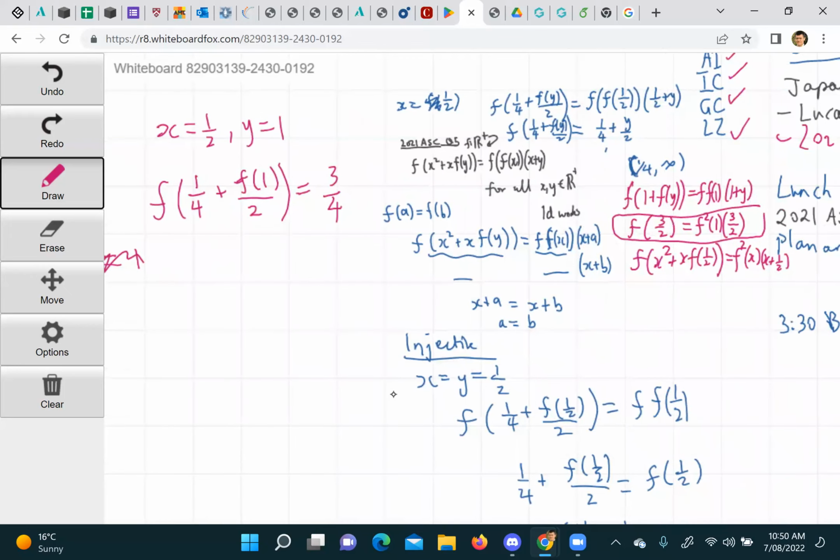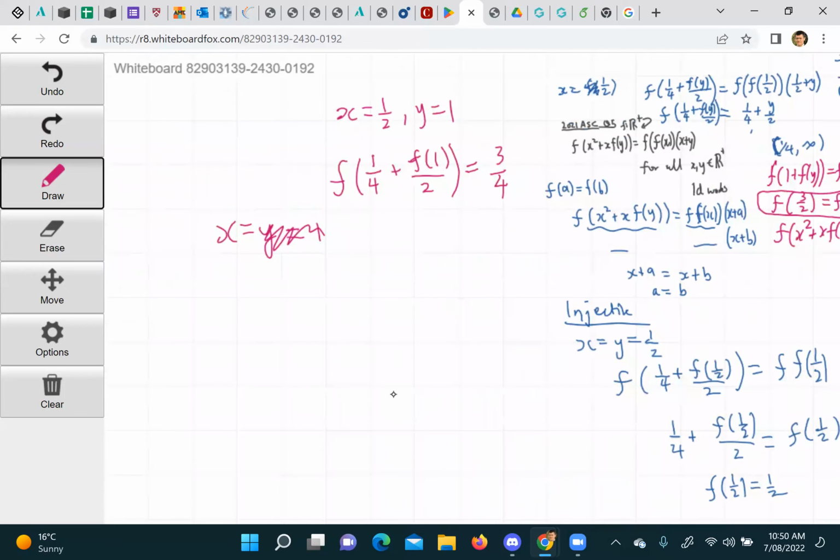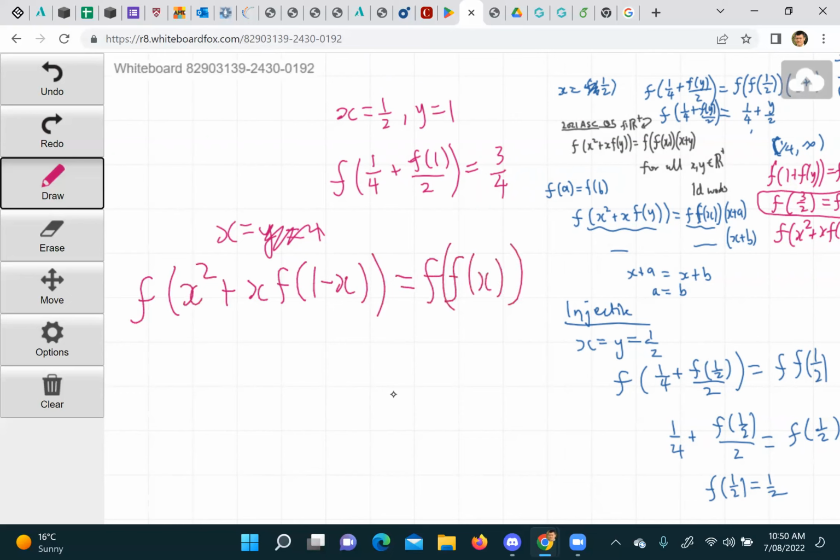That's f(x) = x² + x f(1). So you're making x + y = 1, and this only works between 0 and 1. So we get x² + x f(1 − x) equal to f(x) times 1, which is just f(x). Then it's injective, so you can cancel the f's, and you get x² + x f(1 − x) = f(x). Yeah, I have that here. I also have that.